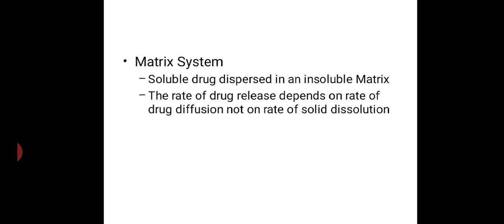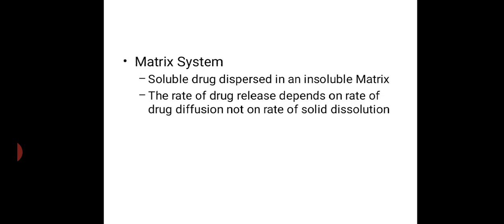The next one is the matrix system. So a soluble drug dispersed in an insoluble matrix is the system. A soluble drug can always dissolve very fast, that is the specialty of this. Such soluble drug molecules must be developed into a controlled release system by using an insoluble matrix. That means the soluble drug molecules are incorporated inside an insoluble matrix system, and the rate of drug release depends upon the rate of drug diffusion, not on the rate of drug dissolution.